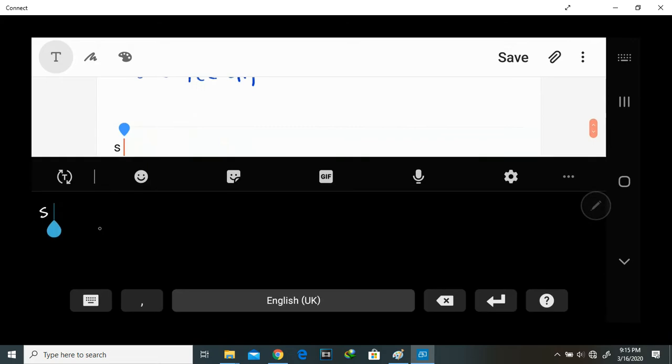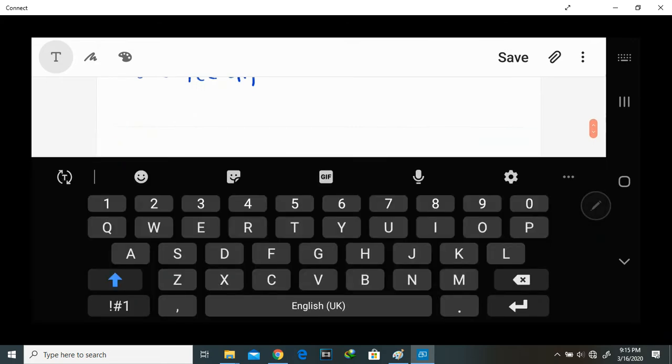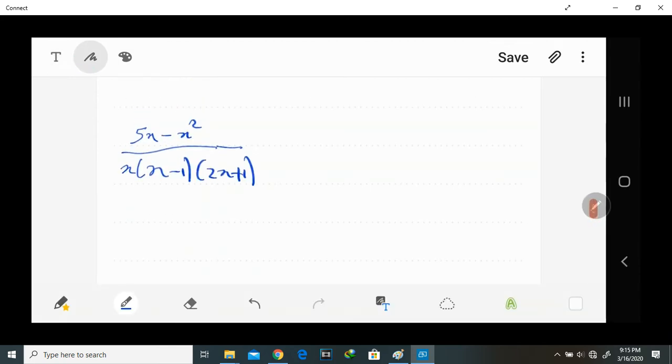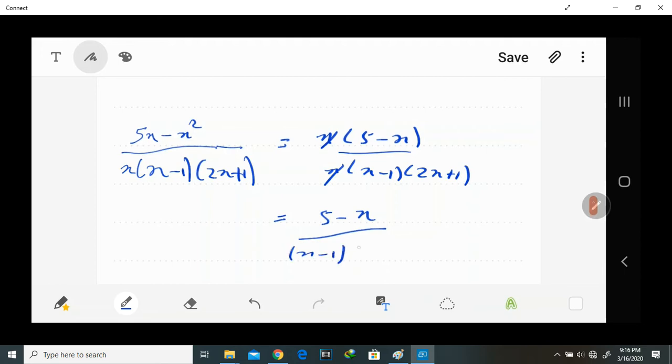So I want to discuss this problem right here. If you carefully notice, before going to break it into factors, you can take an x on the numerator, which would help you to cancel it off with the x in the denominator. So now the problem reduces to (5 minus x) divided by (x minus 1)(2x plus 1).